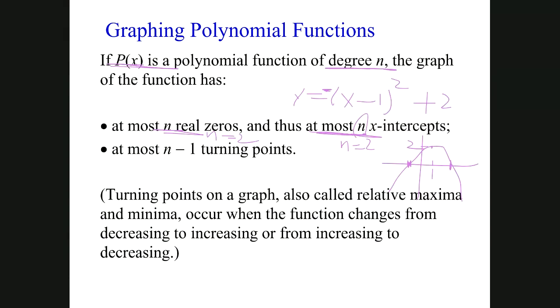Okay, and how many turning points? I have n minus 1, so that means I have 1 turning point. So this is only 1 turning point. What is a turning point? When the graph changes from increasing to decreasing, that is called a turning point.